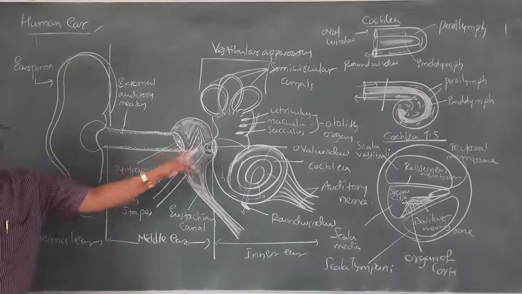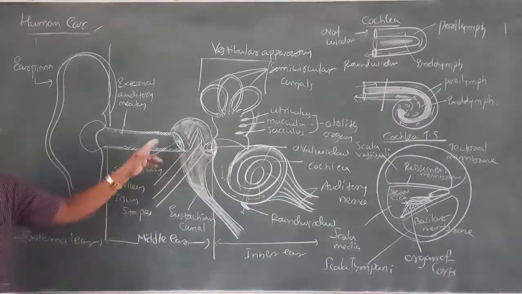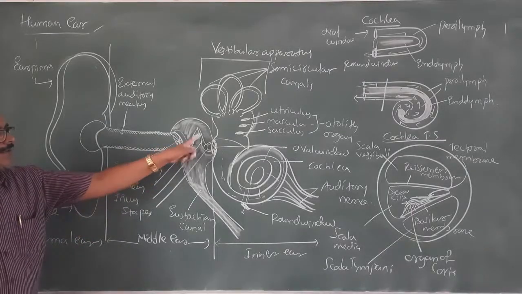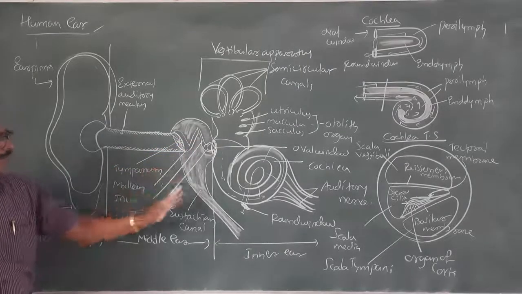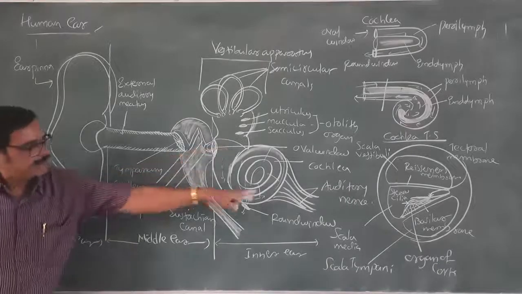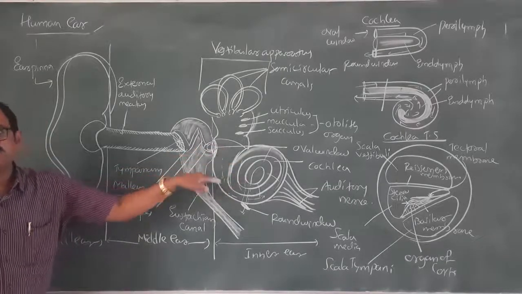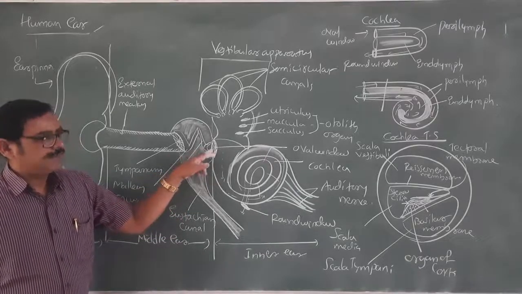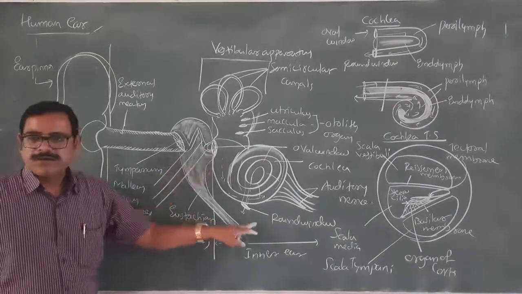When it moves, it will move the ear ossicles, small bony structures: malleus, this one, then incus and stapes. When they move, the vibration enters into the cochlea, a circular coil structure. So the vibration enters through the oval window but exits through the round window.